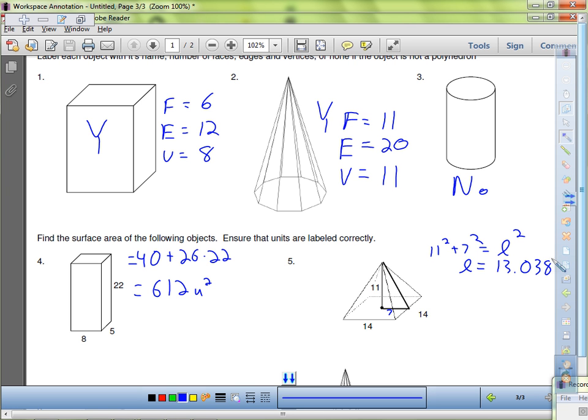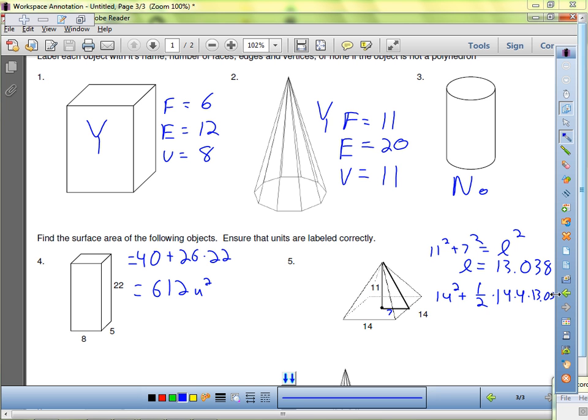So pretty straightforward. Area of the base, which is 14 squared, plus 1/2 the perimeter of the base, 14 times 4, times my slant height, which is 13.038 again. Sorry about that. And so that means my area of the surface is 561.075 units squared.